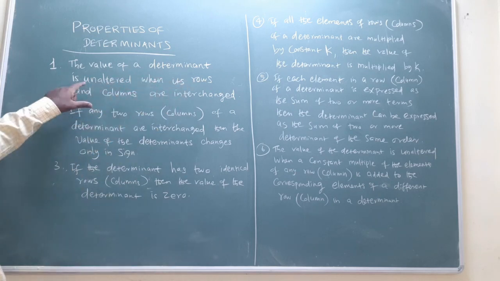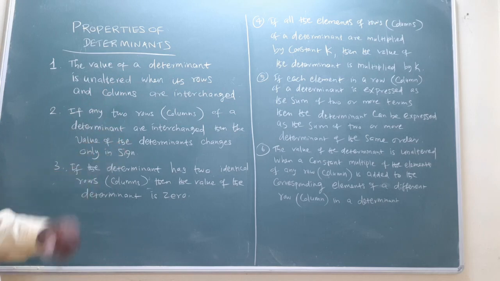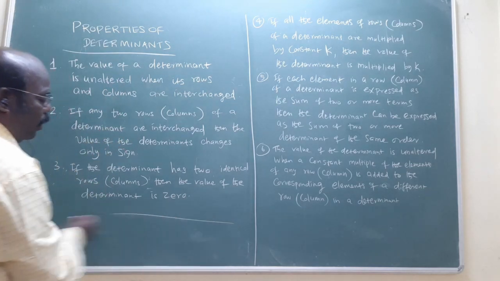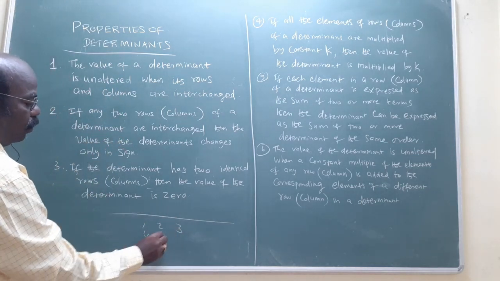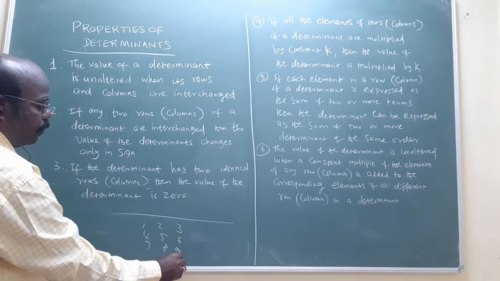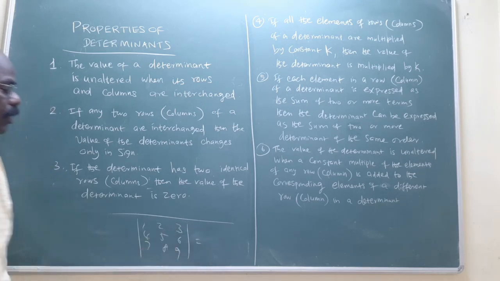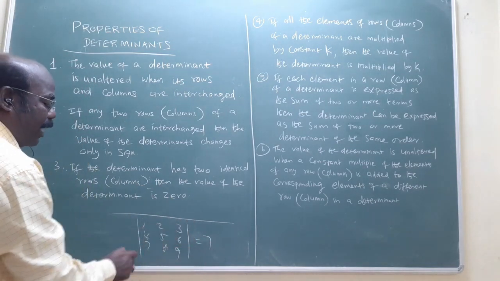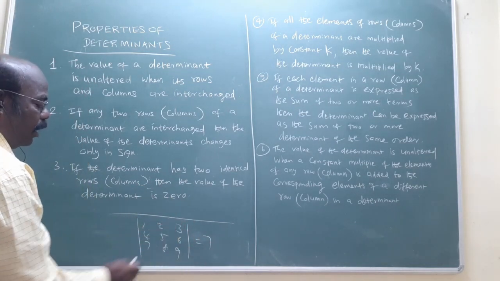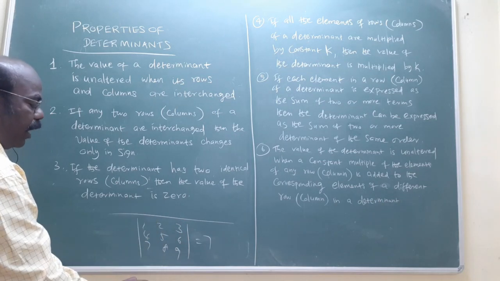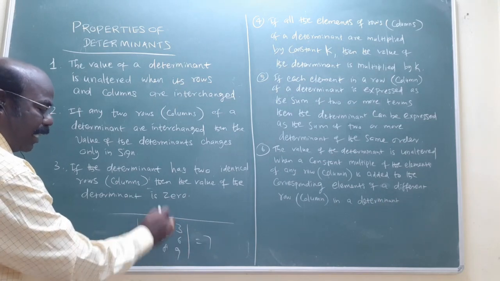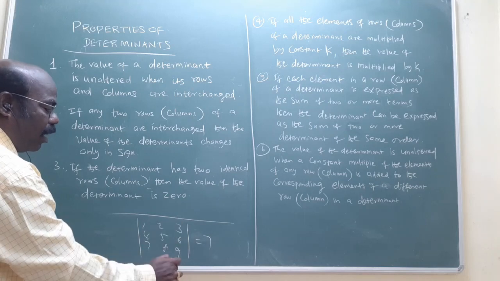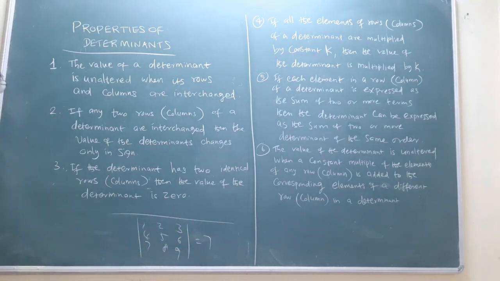interchanged. Unaltered means unchanged. For example, 1, 2, 3, 4, 5, 6, 7, 8, 9. You will expand it. For example, the row is converted to column: the row 1, 2, 3 is converted to column 1, 2, 3 here, then 4, 5, 6 as the second column, 7, 8, 9 as the third column. Now expand. The same answer will come.